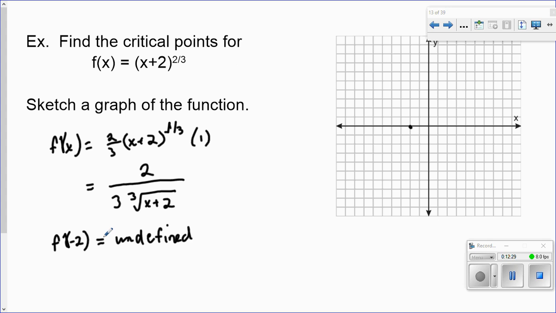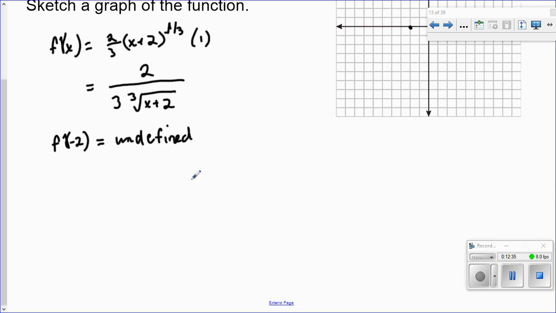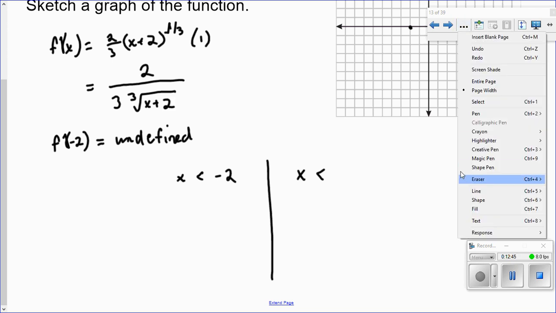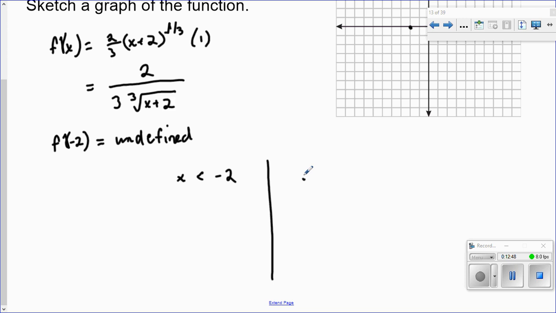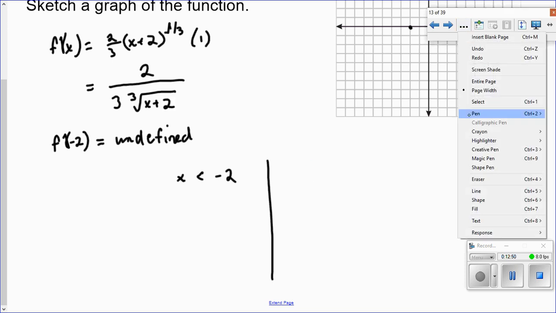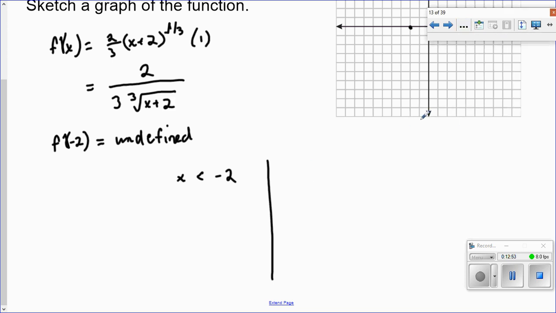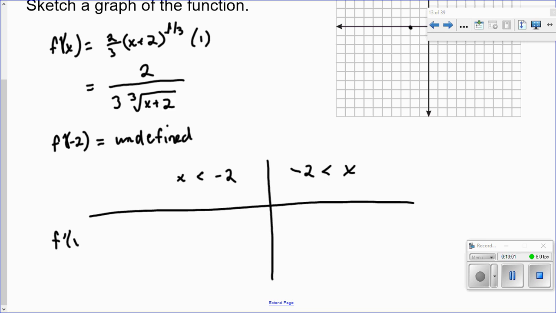Now, -2 being undefined and also being a root, that can be on the sign chart here, but my sign chart is going to look like this. I'm going to look at points below -2, and I'm going to look at points above -2. So when x is less than -2, and when x is greater than -2, I'm going to look at my derivative function.